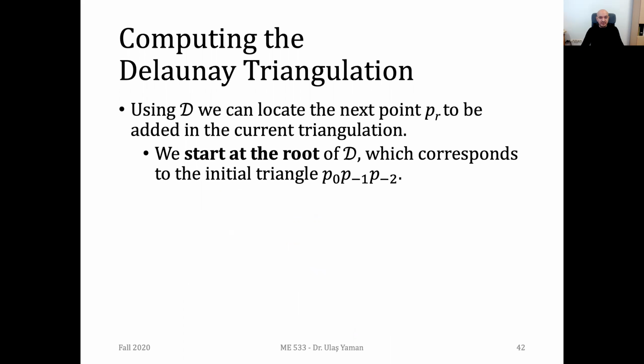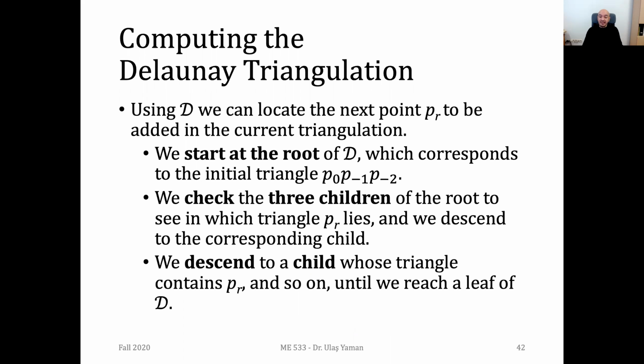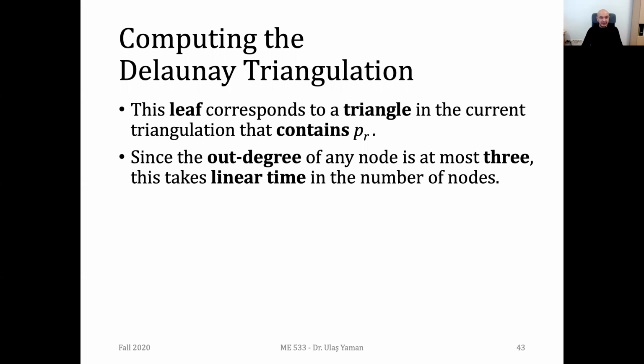Okay, this is what I mentioned in the previous slide. We start from the root of the data structure, check all the children, go level by level, and then try to come up with a leaf which contains your point PR. So the same things. Since the out degree of any node is at most 3, any node can have at most 3 children. So this is not a very complicated data structure. In linear time, you can determine which triangle actually is containing your point.